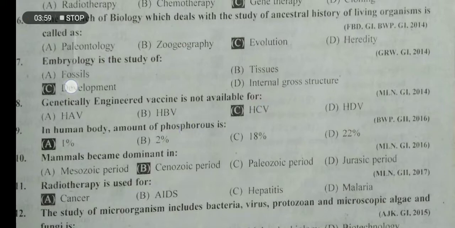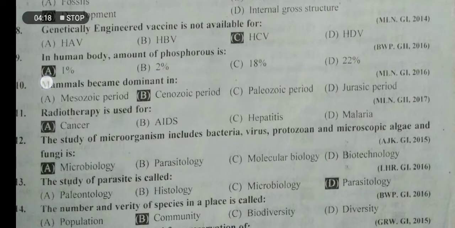In human body, the amount of the phosphorus is the 1%. Mammal became dominant in the Cenozoic period. Cenozoic period is the most recent period in the geological time period. Radiotherapy is used for the cancer.